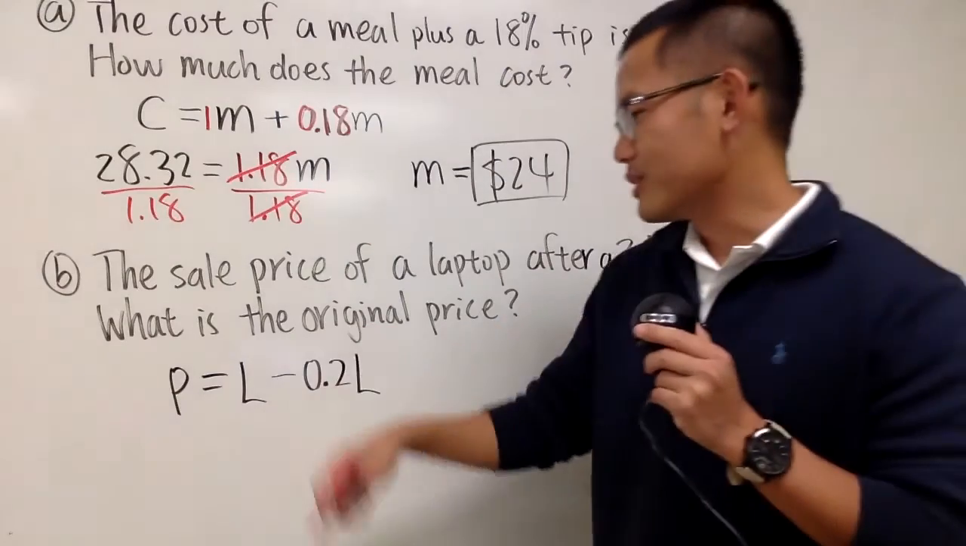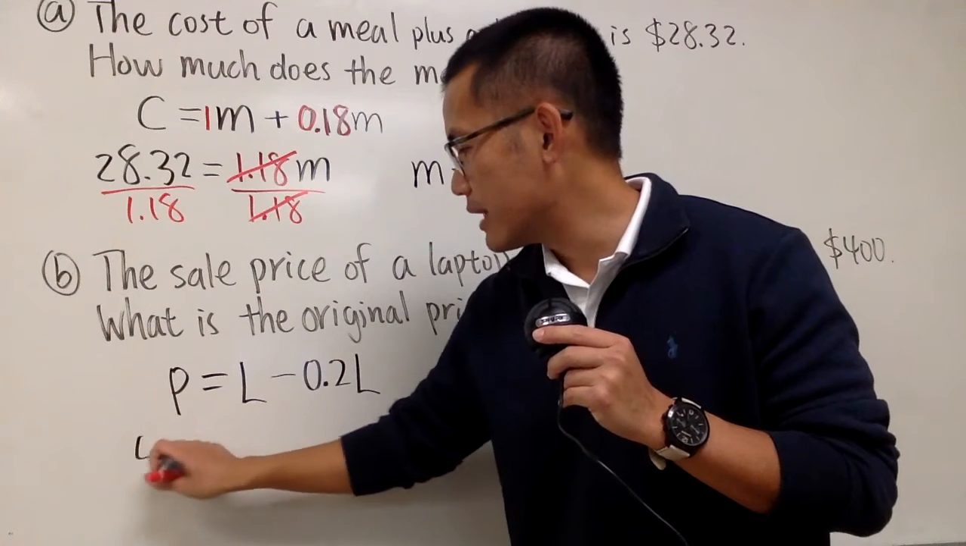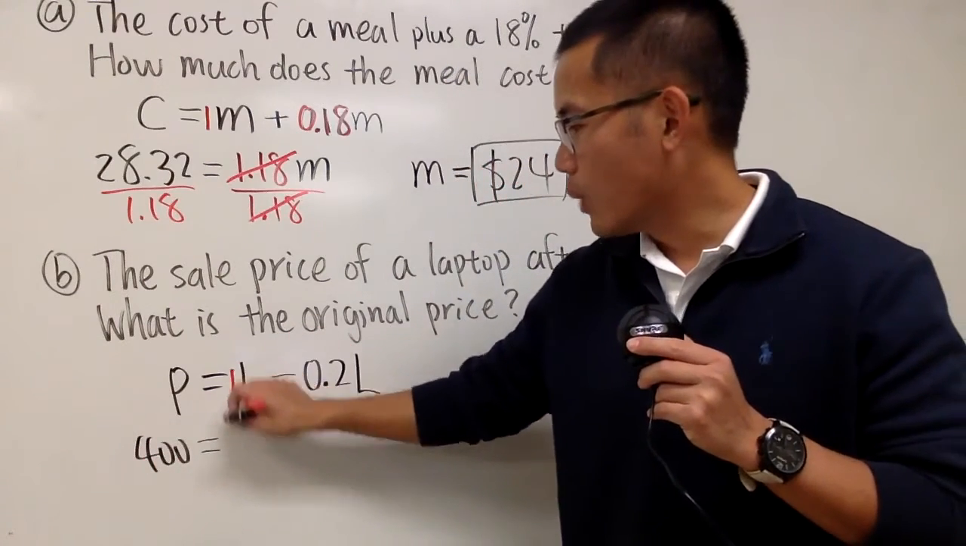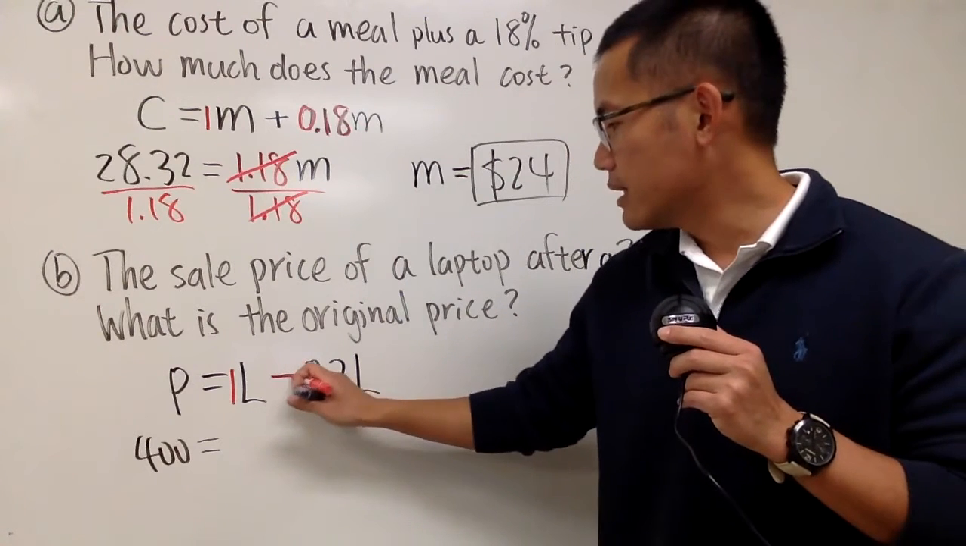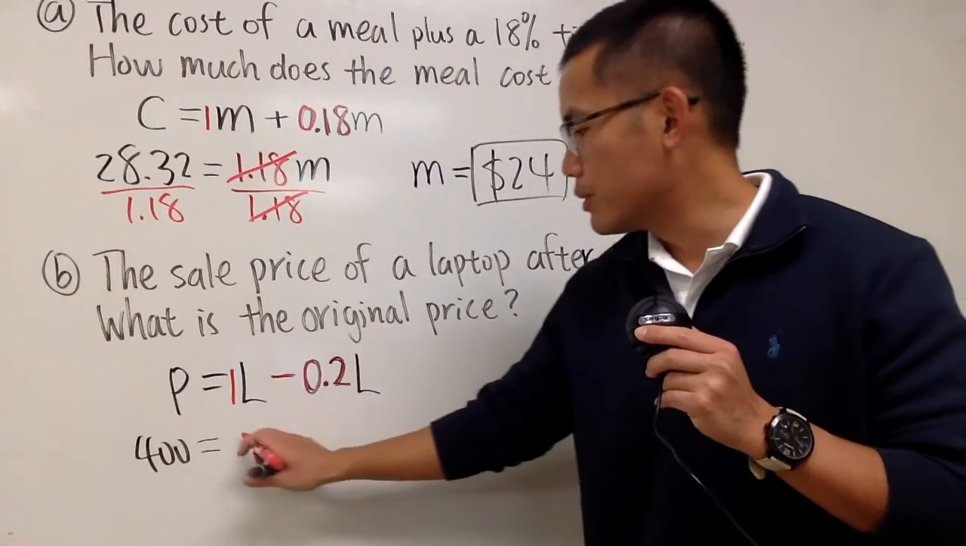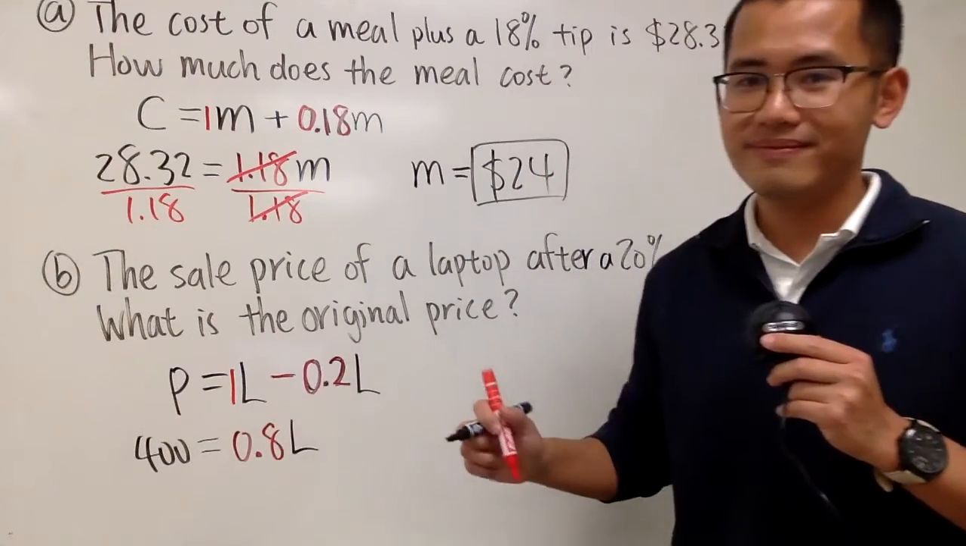All right, then we can go ahead and finish this. The price we are paying is $400, so I'll just put that down. And this is equal to L, it's the same as saying 1L. And then we are going to minus 0.2. And 1 minus 0.2 is 0.8. And this is the L term, like this.